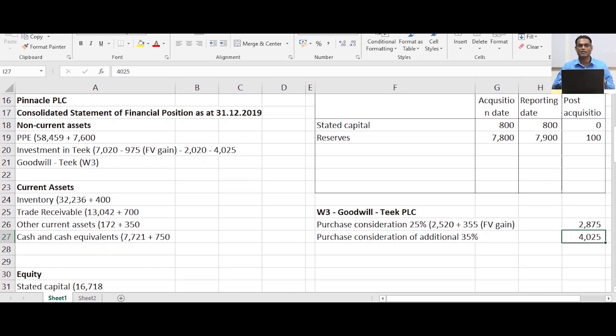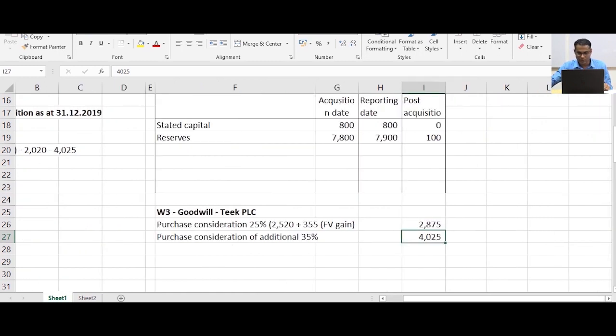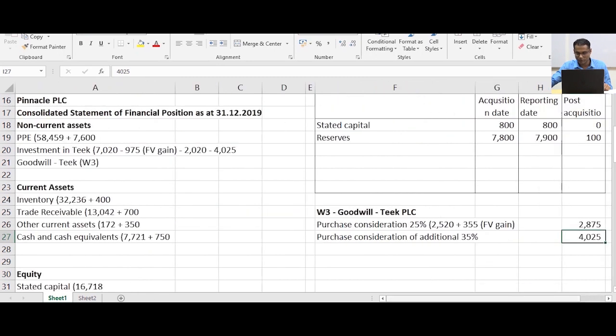In the consolidated balance sheet you should not have any figure called investment in subsidiary. So the entire investment in subsidiary you have to take into the goodwill calculation. Now with this credit entry of 4025, there is no balance called investment in Teak or investment in subsidiary. What appears on the consolidated balance sheet with regard to the investment in subsidiaries is the goodwill calculation. That will be taken from working number 3. So the double entry is taken: credit 4025, debit 4025 to the goodwill calculation.